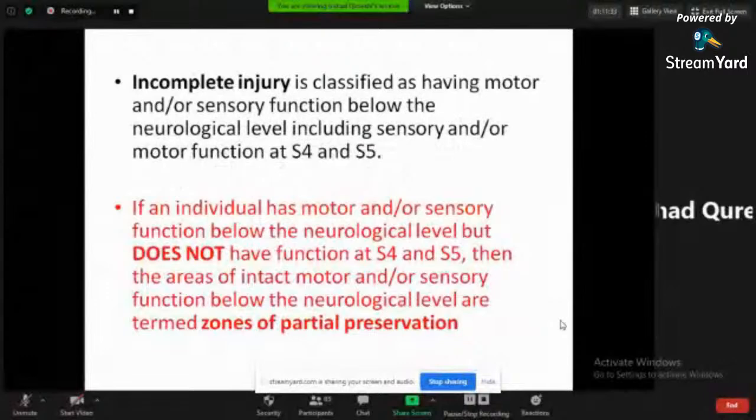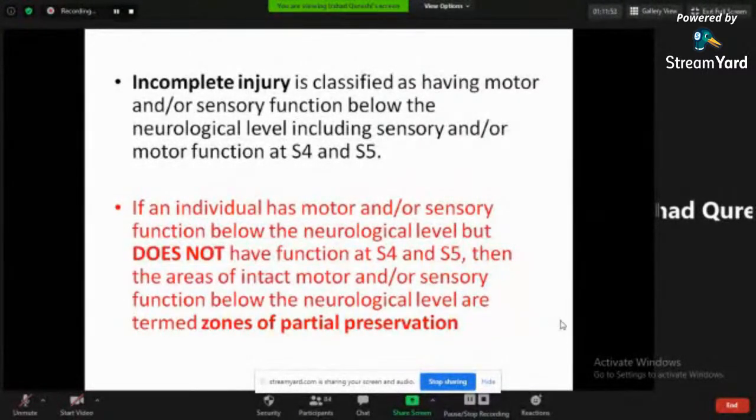What is incomplete? It is classified as having motor and sensory function below the neurological level, including sensory or motor function at S4 and S5 level. Again, they are going to have the same function assessment. Motor function means voluntary anal contraction, and sensory function, that includes your perianal region sensation.